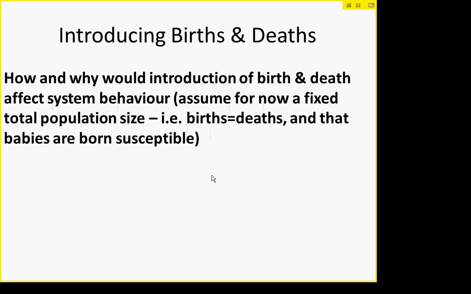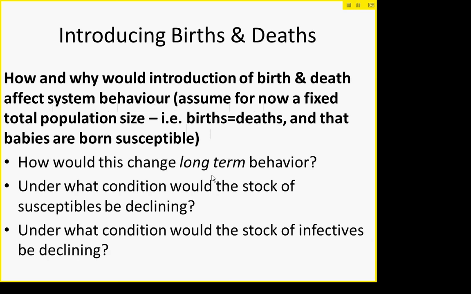And I'd ask you, just for simplicity, to imagine a situation where we still have a fixed population, so we don't have to worry the population is also growing, so there's more people overall. Instead, imagine a situation where births equals deaths. There's turnover of people in the population, and that all babies are born susceptible, so there's no vertical transmission. So what I'd like to ask is, how would this change the behavior that we saw?